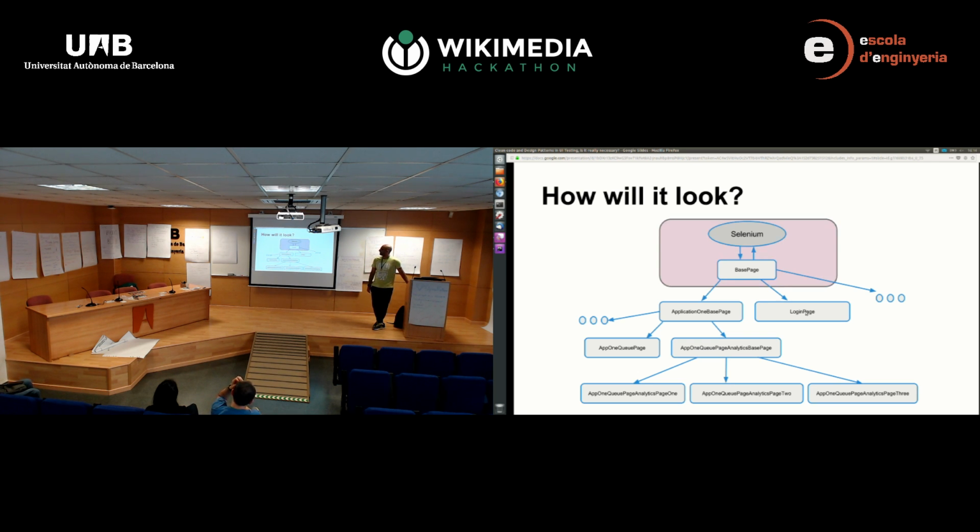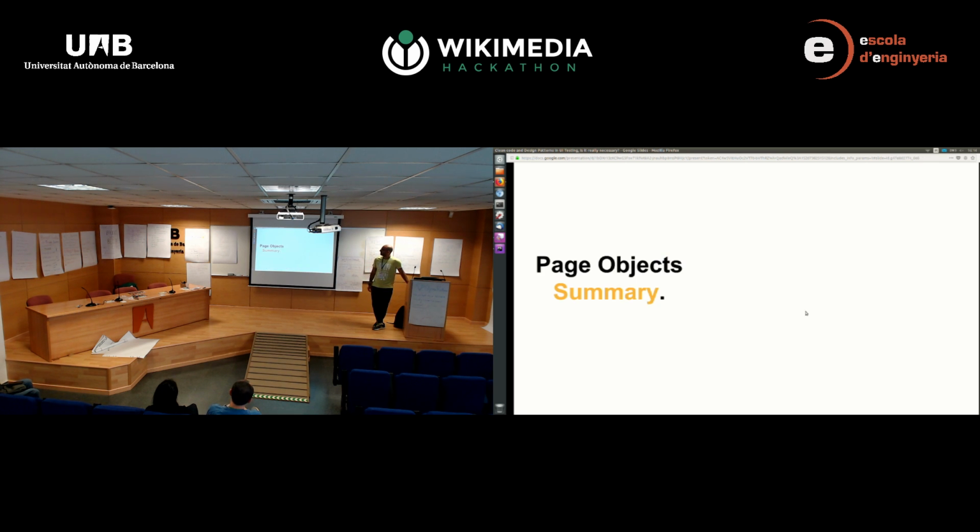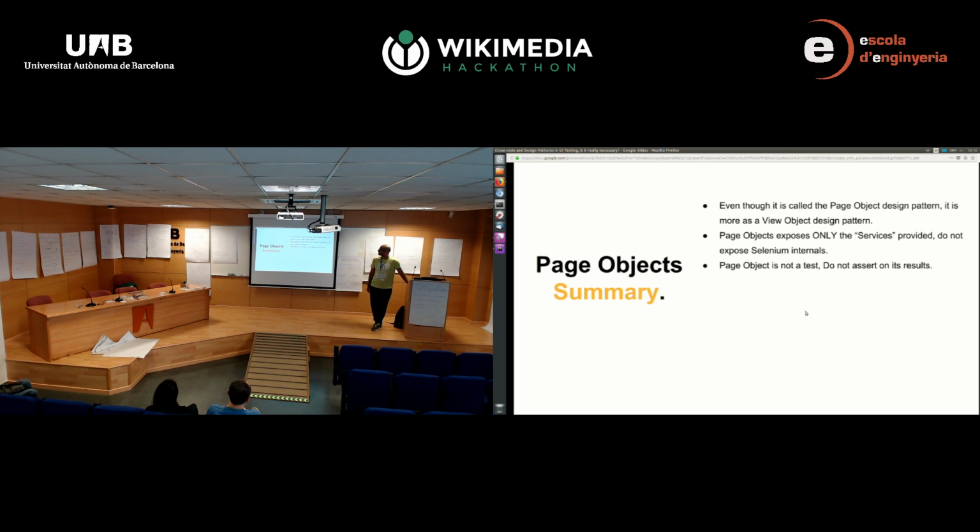And then we can easily just extend our pages. So for example, our page object summary. We call it from a design pattern or a view, and the page object exposes only the services provided and does not expose Selenium. It doesn't even know what it is. A page object is not a test. Don't do any asserts on a page object. A page object is an API.